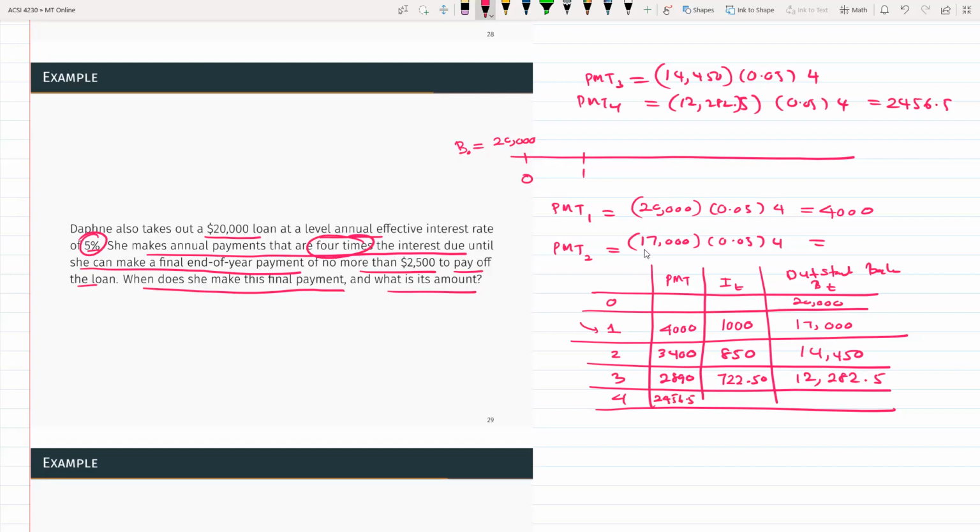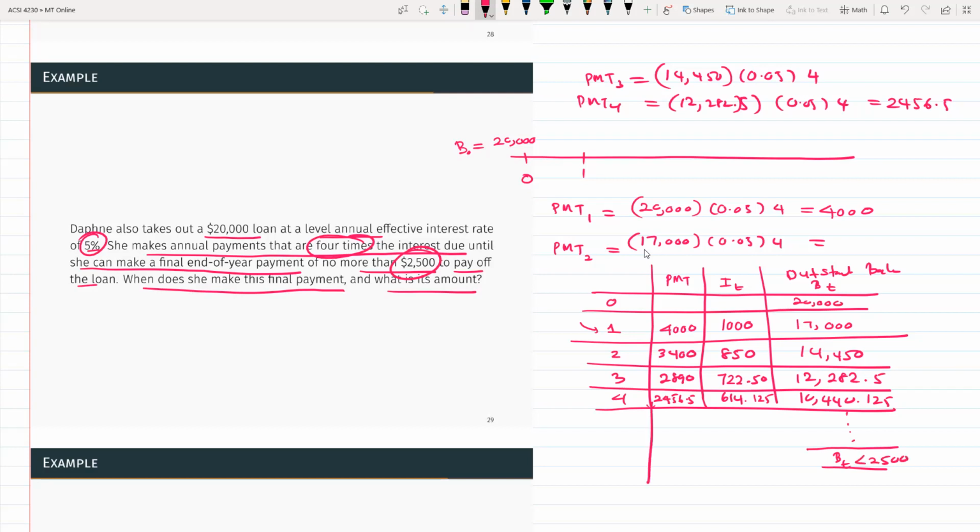So then the interest would be what? So interest would be actually 614.125, and then you can find out how much you have left to pay the outstanding balance, and then subtract that from 12,282.5. So I get 10,440.125. So you can continue this way, and then find when your outstanding balance is going to be less than 2,500. Okay, so at one point you will have BT less than 2,500.